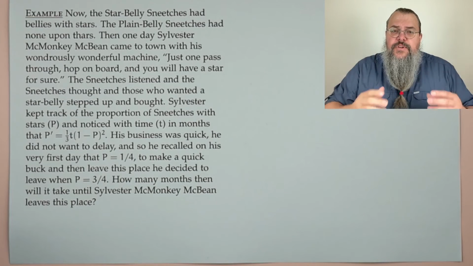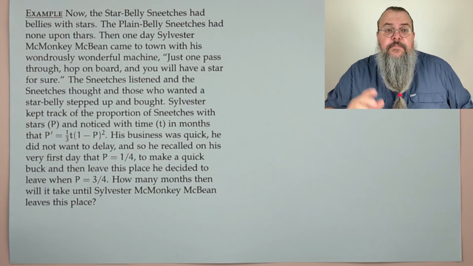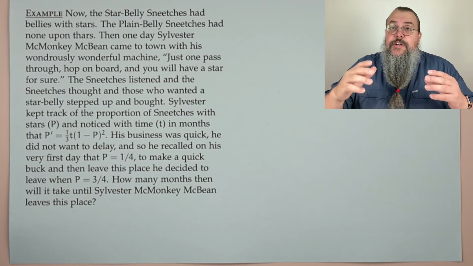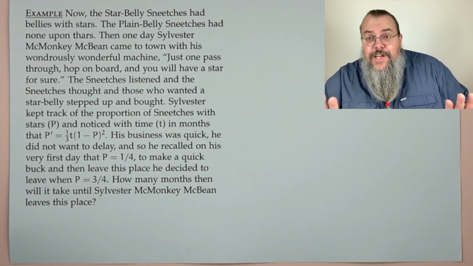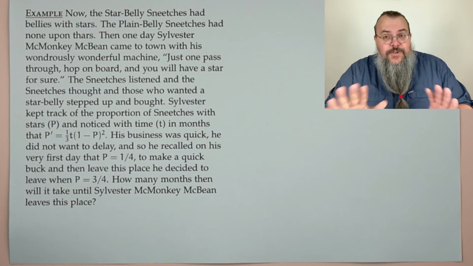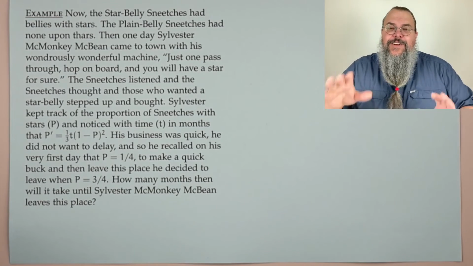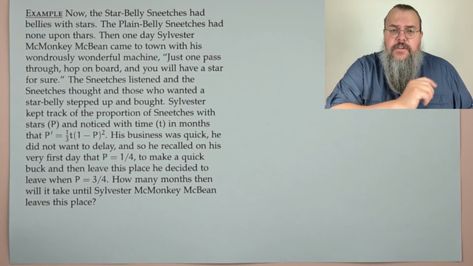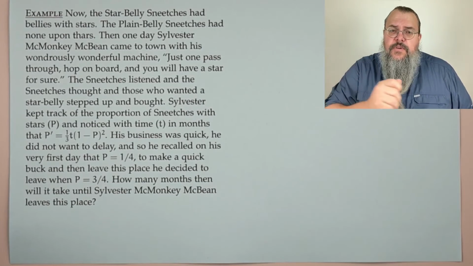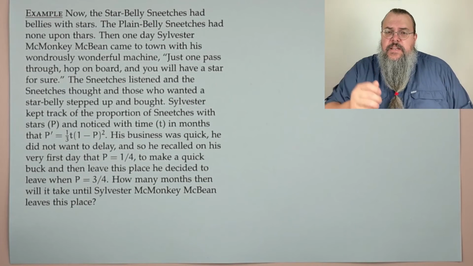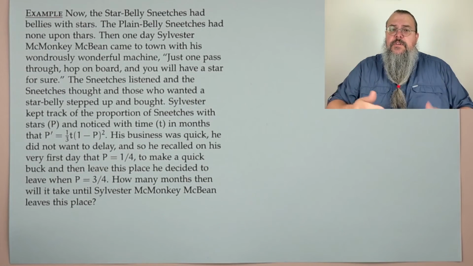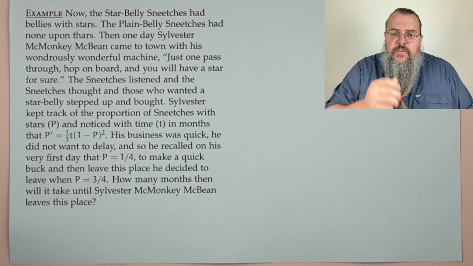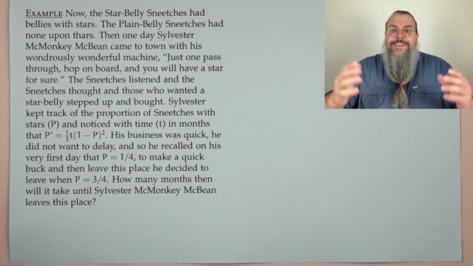Sylvester kept track of the proportion of Sneetches with stars, we call that P, and noticed with time, T, in months, that P prime is 1/3 T times (1 minus P) squared. Now on a side note, in the actual storyline, there's no differential equations, but we had to put that in. All right, so here we go. His business was quick, he did not want to delay, and so he recalled on his very first day that P equals 1/4. To make a quick buck and then leave this place, he decided to leave when P equals 3/4. How many months then will it take until Sylvester McMonkey McBean leaves this place?